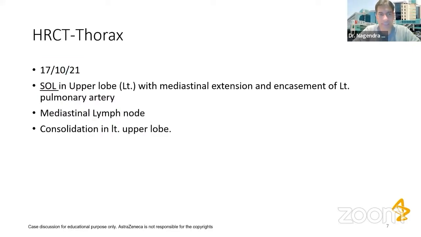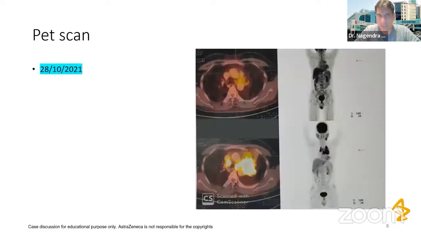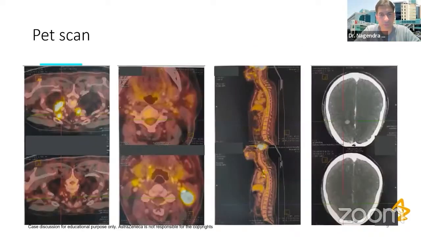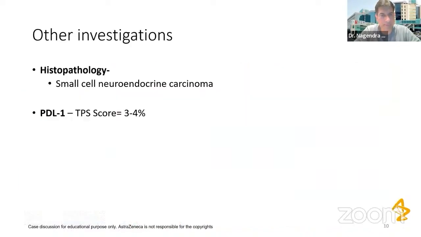HRCT chest picked up a space-occupying lesion in the left upper lobe with mediastinal extension and encasement of the left pulmonary artery. There is a mediastinal lymph node along with that, and there is a consolidation in the left upper lobe. A PET scan was contemplated because the medical oncologist immediately advised a whole body PET scan in October 2021, and this was the image up front, showing a mass sitting in the lung. These are MRI brain images also, showing brain metastasis. A biopsy was done as a diagnostic workup, and it picked up a small cell neuroendocrine carcinoma with a PD-L1 TPS score of 3.24%.